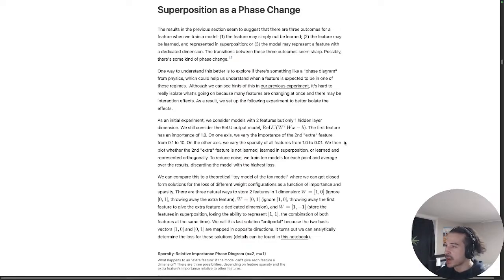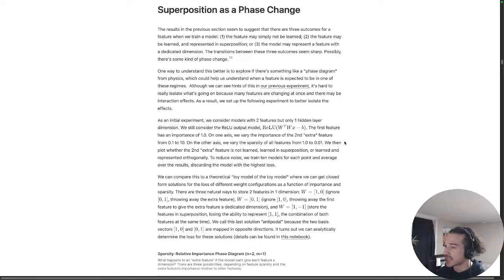One way to understand this better is to explore if there's something like a phase diagram from physics, which could help us understand when a feature is expected to be in one of these regimes. Although we can see hints of this in our previous experiment, it's hard to really isolate what's going on because many features are changing at once, and there may be interaction effects. As a result, we set up the following experiment to better isolate the effects. As an initial experiment, we consider models with two features but only one hidden layer dimension. We still consider the ReLU output model, ReLU(WTW x - b).